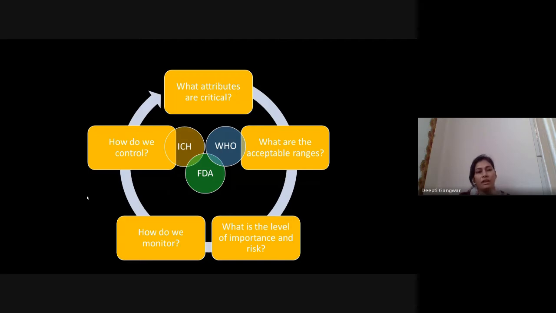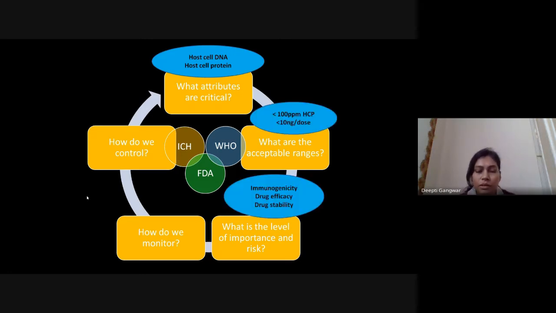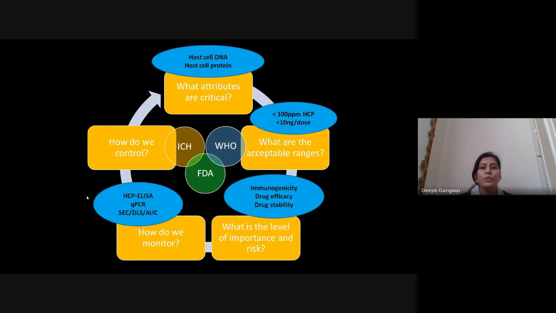One by one, when we talk about these, what are the critical quality attributes? Critical quality attributes are all those aspects which directly impact the safety of your molecule. When we talk about the process related impurities and the impurities generated by bursting open these cells, the host cell DNA and host cell protein, as per these agencies, fall into the section of critical quality attributes. That is, they are known to directly impact the quality of your product.